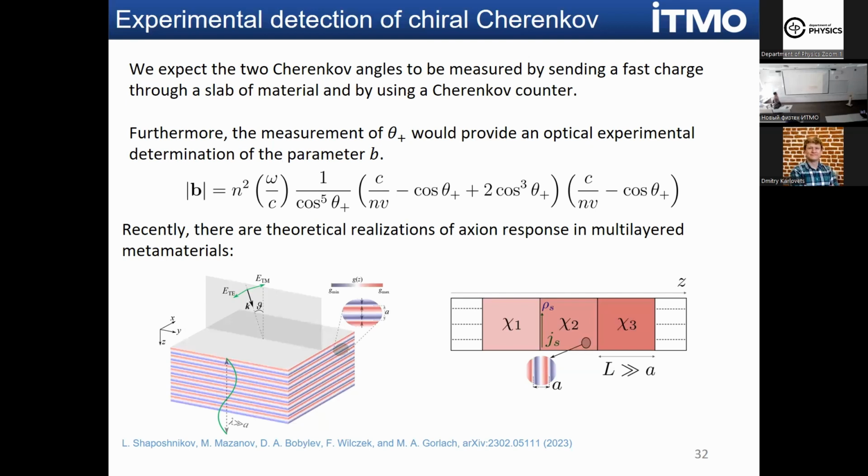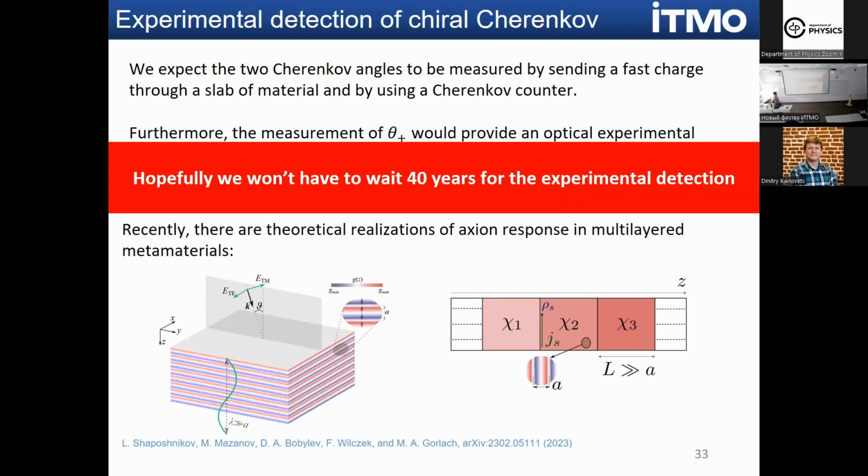Recently, there have been realizations of axion response in multi-layer metamaterials. And with these realizations of multi-layer metamaterials, one can have gradients of axion response that correspond to the vector v. So hopefully, we won't have to wait 4 years to experiment with the detection of this effect once these designs of materials get produced.